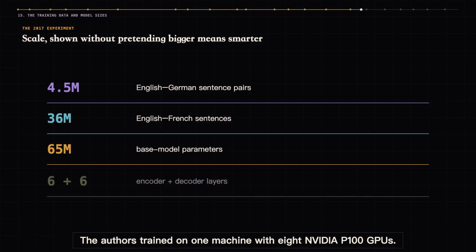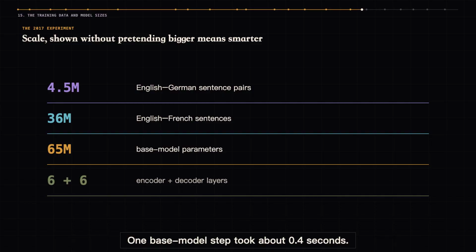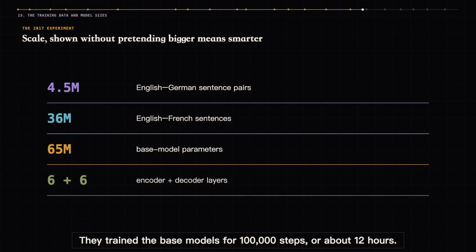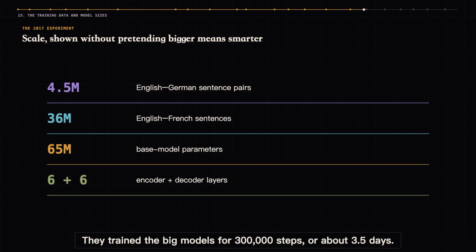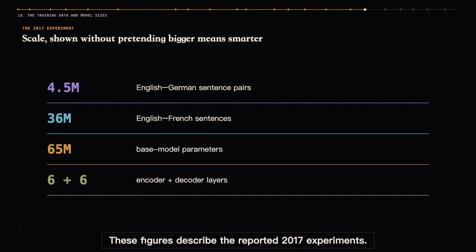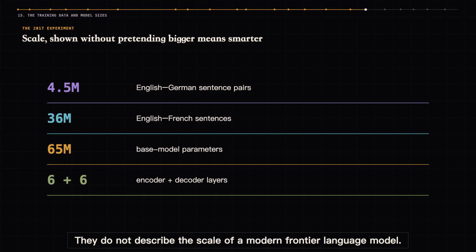The authors trained on one machine with 8 NVIDIA P100 GPUs. One base model step took about 0.4 seconds. They trained the base models for 100,000 steps, or about 12 hours. One big model step took about 1 second. They trained the big models for 300,000 steps, or about 3.5 days. These figures describe the reported 2017 experiments. They do not describe the scale of a modern frontier language model.